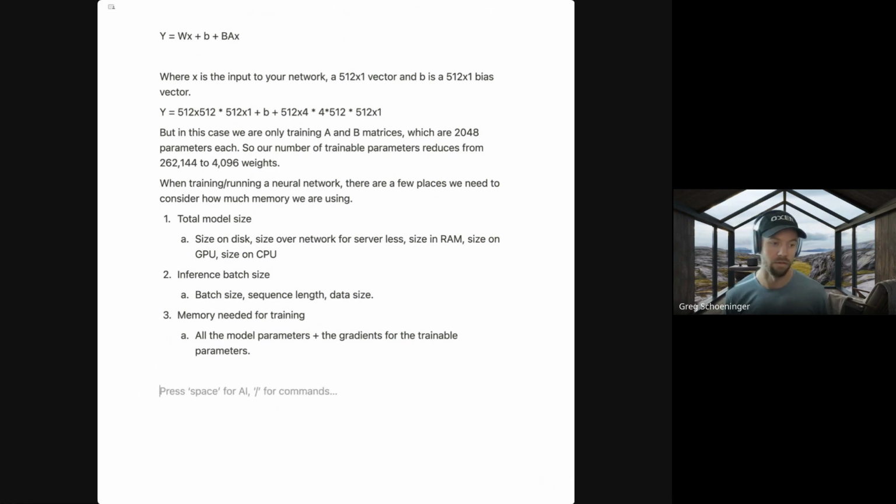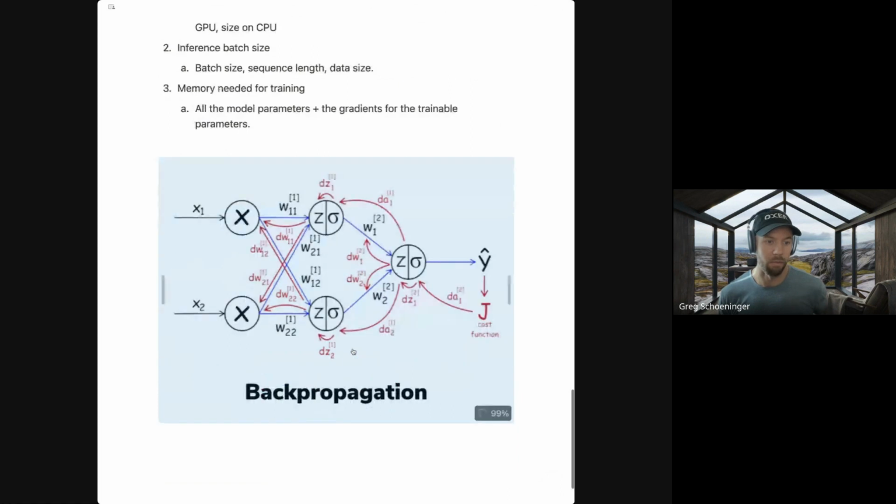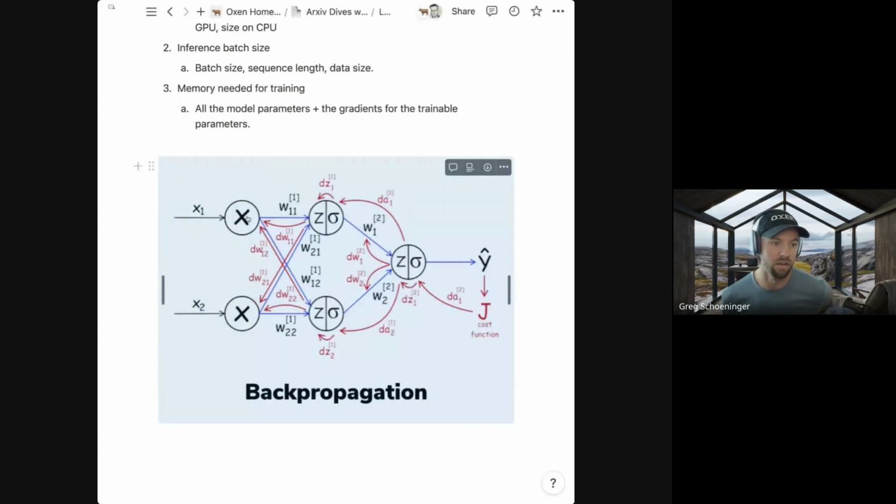So if you're familiar with backpropagation, this is a very small neural network, but you can see there's like all the weights that are propagating forward and the values that are propagating forward. But during training, you also need to keep track of all the values that you're updating as you go backwards. So if you had a model that was like 2 gigabytes for the forward pass, just like rough estimation, you might need 4 gigabytes to do the full training.